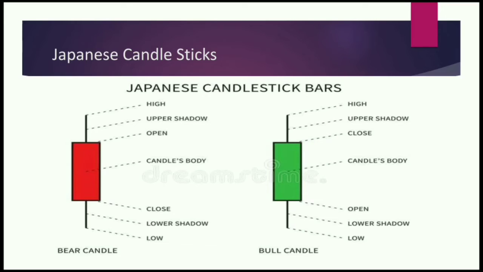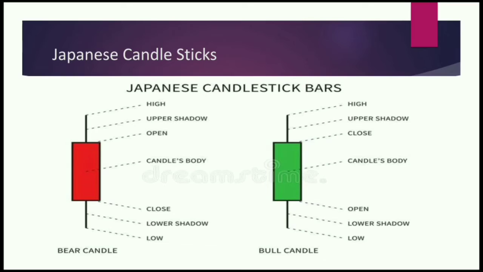Now, wicks are just to identify where price has been, or the high or the low. That's the whole purpose of wicks. The high and the low of price in that specific time frame is what the candle wicks are. The body of the candle shows what's in between where it opened and where it closed. And the upper shadow and the lower shadow is just basically explaining the length of the wick.